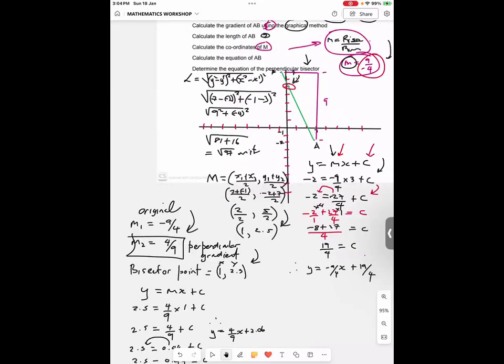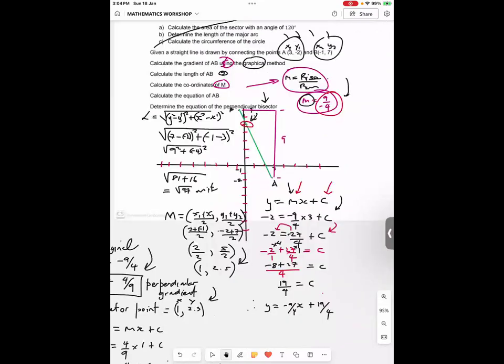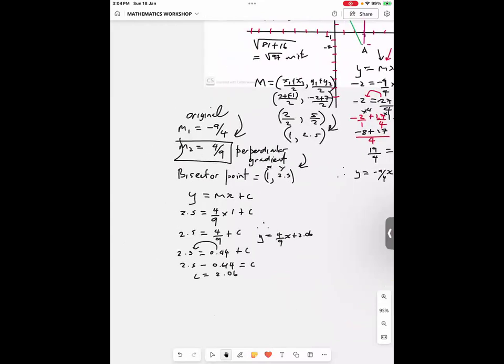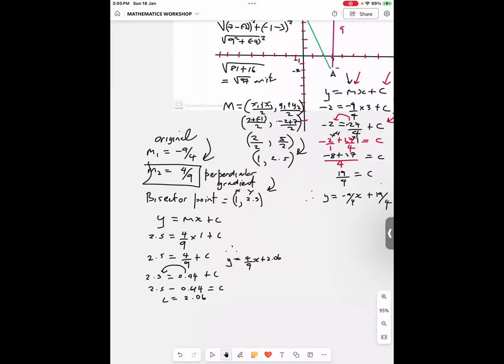All right. Sir, let me backtrack a little bit. The bisector point, the word bisector means middle. And middle in coordinate geometry means midpoint. Okay, so I got the 1, 2.5 from the previous calculation that I did. And perpendicular gradient means I'm going to take the original gradient that I had calculated earlier, flip it, and change the sign.